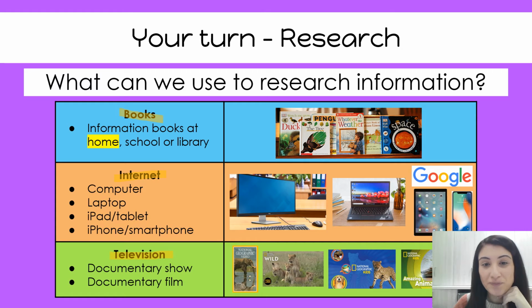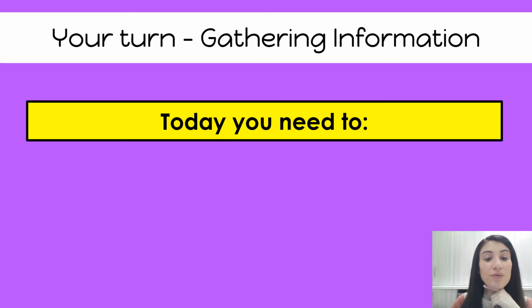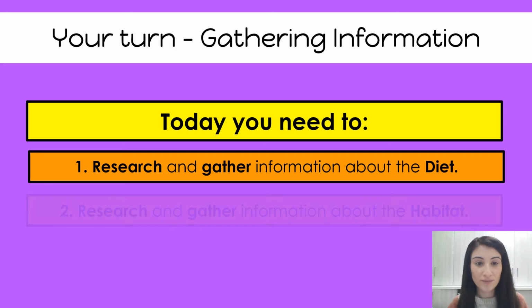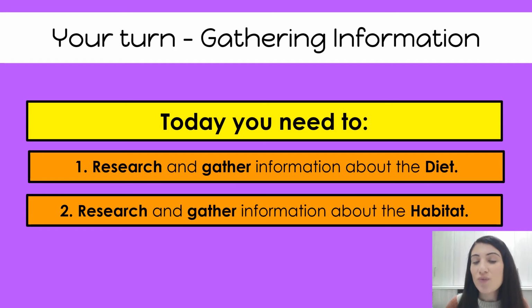So here are the 3 things that you need to focus on today. Number 1, research and gather information about the diet. So today we really want to find information about the animal's diet, what it eats. Step 2, research and gather information about the habitat. So we want to know where the animal lives, what kinds of environments the animal might live in.